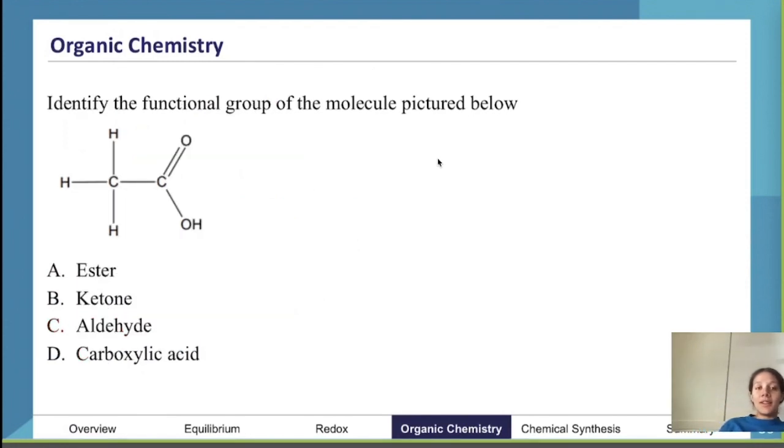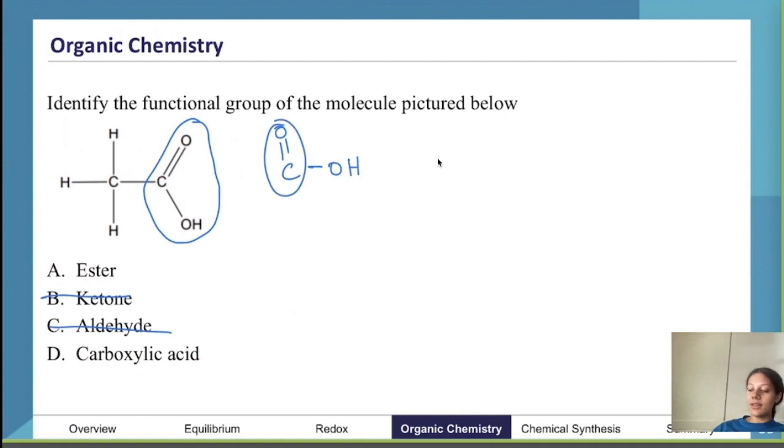Alrighty, so here we want to identify the functional group of the molecule pictured below. The functional group, if we want to just circle it, is this segment here. Now this isn't a ketone because we have both a double bonded oxygen and an OH. It's not an aldehyde either because we have that OH. Ketones and aldehydes only have this segment in them.